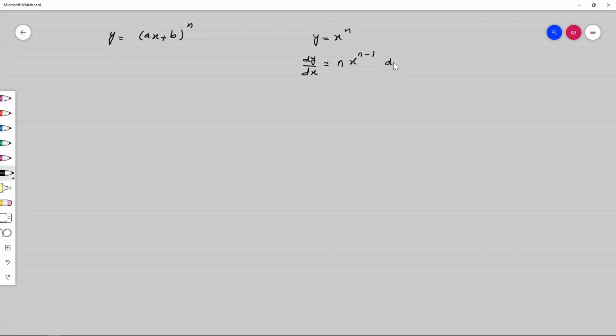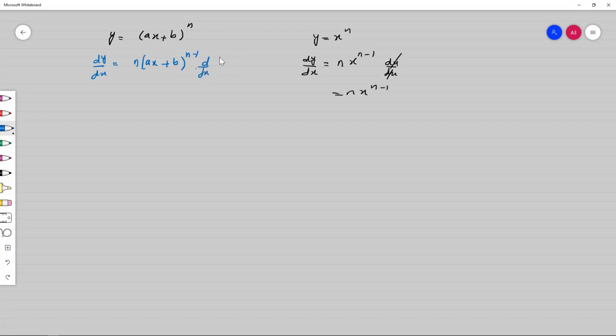Then the derivative without power, dx by dx, this would become 1. So the final answer is nx power n minus 1. So how do we differentiate this, (ax plus b) whole power n? Simply, dy over dx, we have to write n first. Then decrease 1 from the power, n minus 1, then the derivative without power.